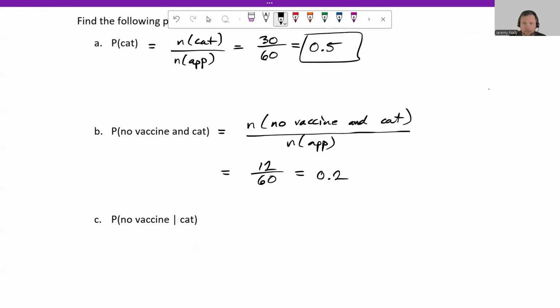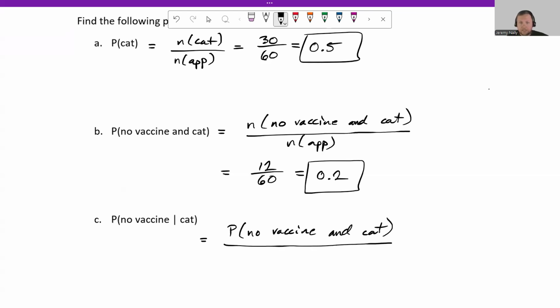So then we have 0.2. Okay. Now this next one, no vaccine given that it was a cat appointment. So probability of no vaccine appointment given that it was a cat appointment. There's a formula for this, and the formula is the probability of no vaccine and cat divided by the probability of cat. So in this case, well, look at that. We already have those. How about that? So then I get a probability of 0.4.